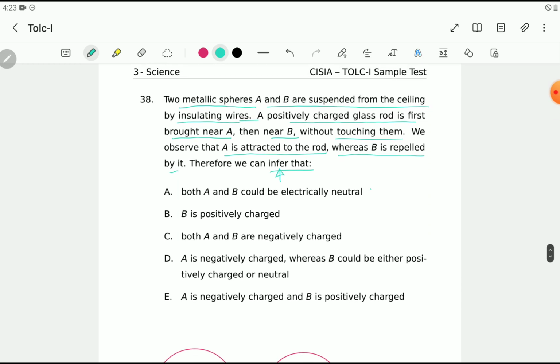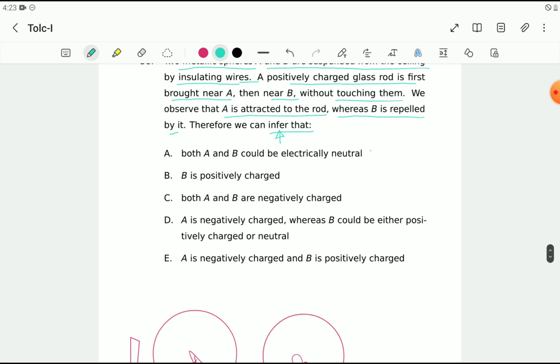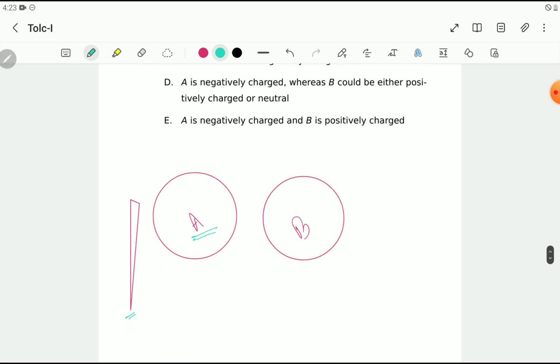So, let's understand the problem first. Two metallic spheres A and B. For example, these are the metallic spheres A and B, and a positively charged rod is given here. So if you bring it close to the sphere surface, then in the question it is said that A is attracted by the rod, that means A has negative charge, and B is repelled by it, that means B has positive charge. So our answer is E.